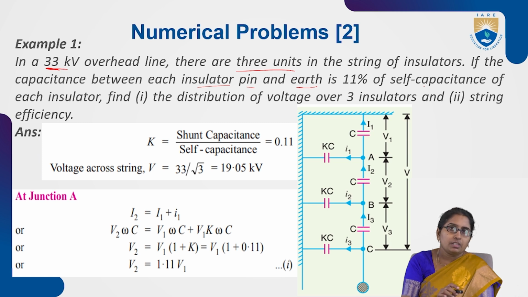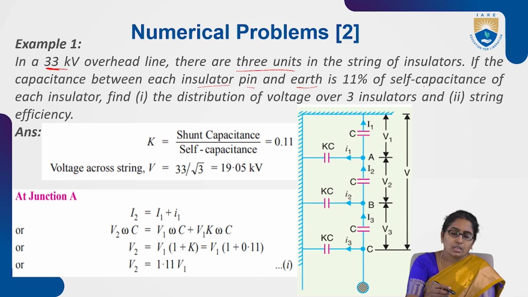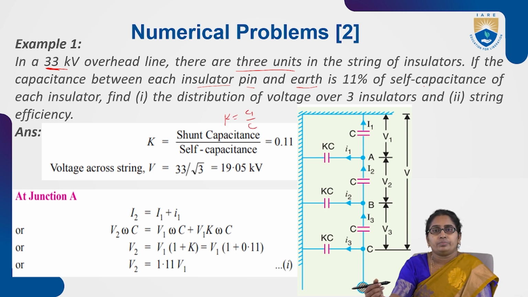Fine. First bit, distribution of the voltage over 3 insulators. Second bit, efficiency. So draw the diagram. Already we know this diagram. Because they mentioned 3 units, it is shown with 3 sections. The self capacitance C1 is also shown, but it is written in terms of K and C, because we know that K is nothing but C1 by C. So C1 is nothing but KC. That is what they have given.